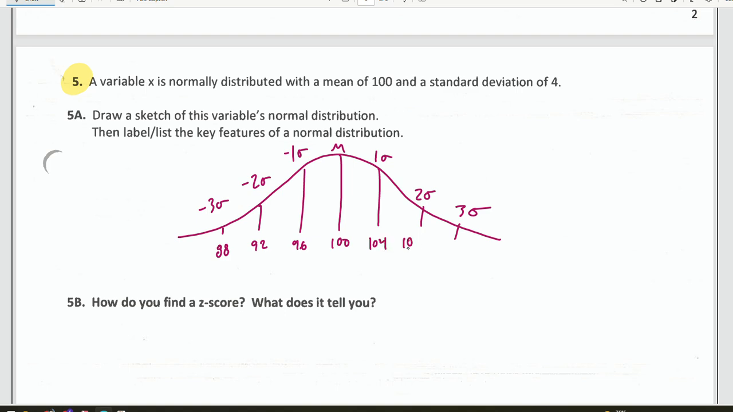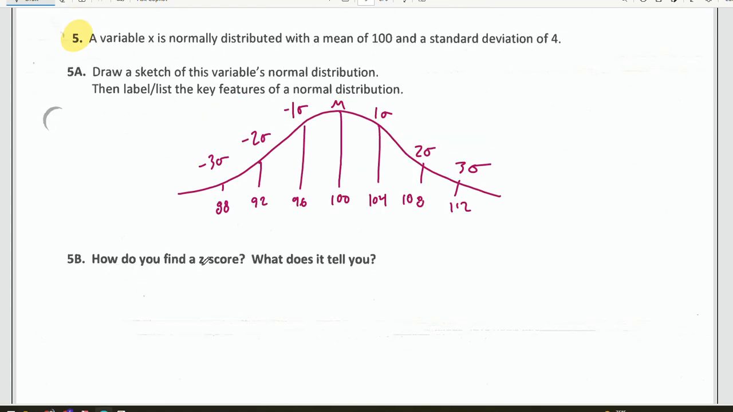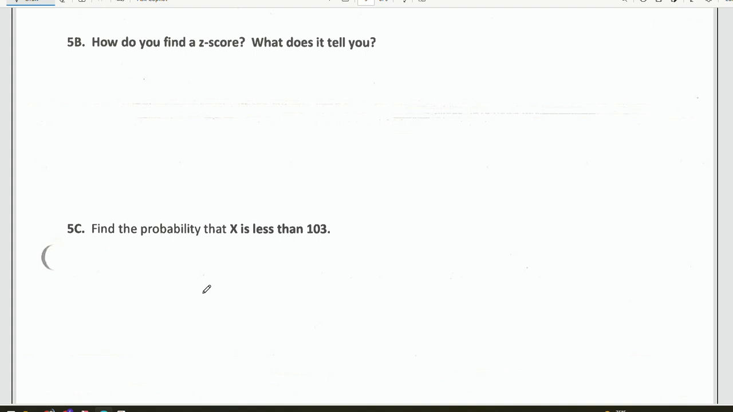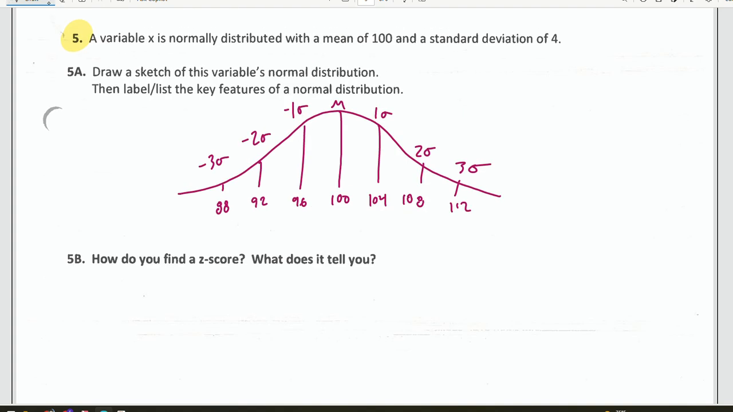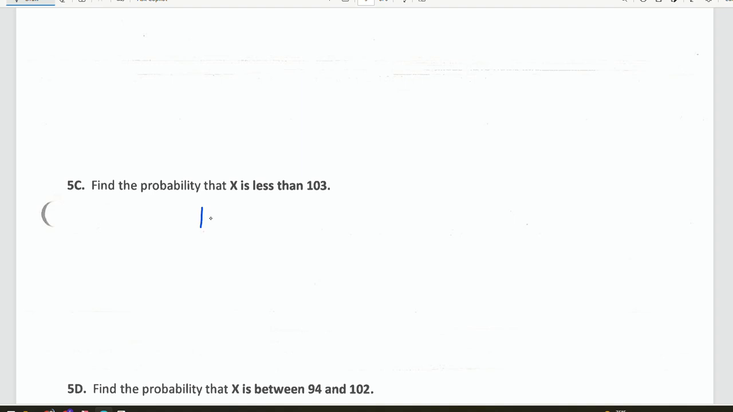104, 108, and 112. So the z-score equation just tells us how many standard deviations we are away. So find the probability that it's less than 103. Let's just draw it, and this is the only one that we'll draw on this one. 103 would be right here, so it's going to be under 1 standard deviation away, and it said less than, so we're going to find that probability. So we'll just use the equation.